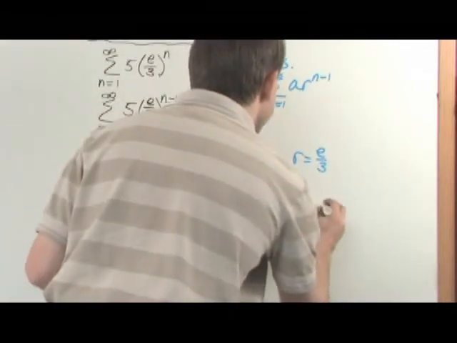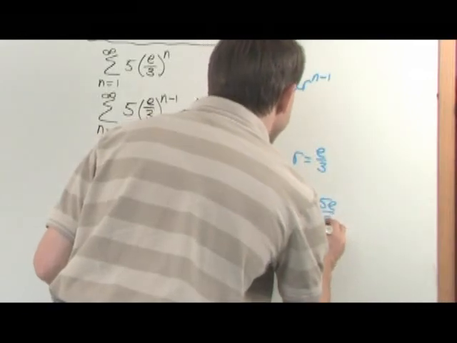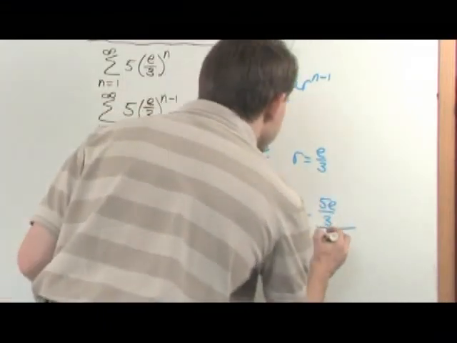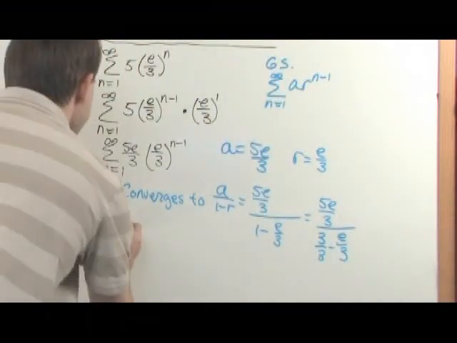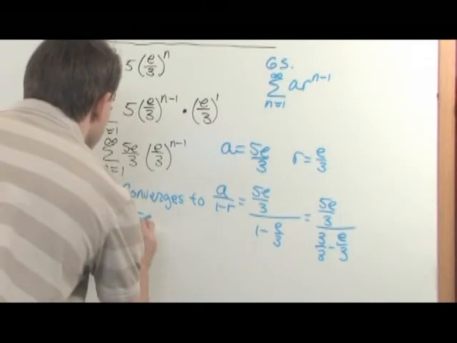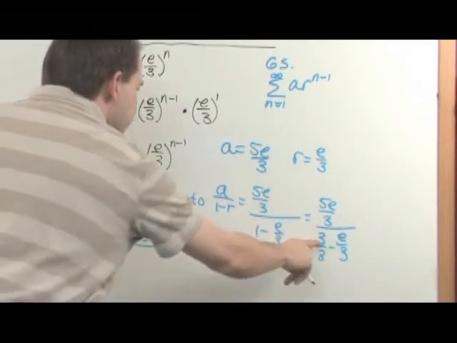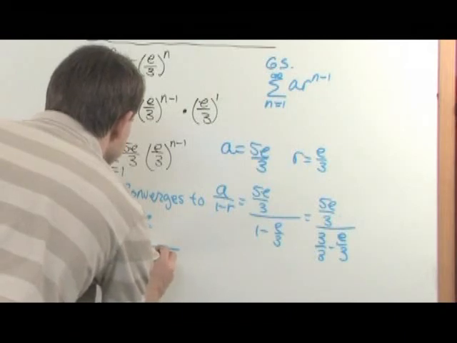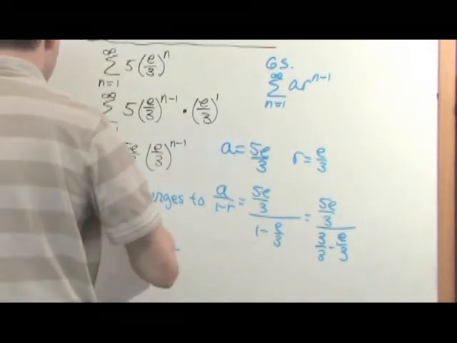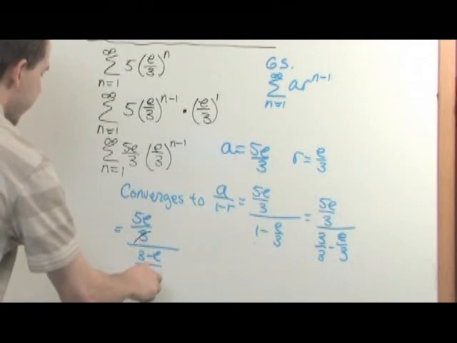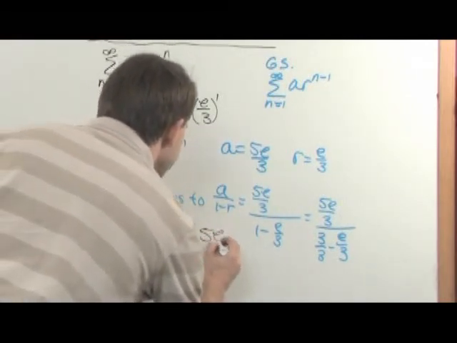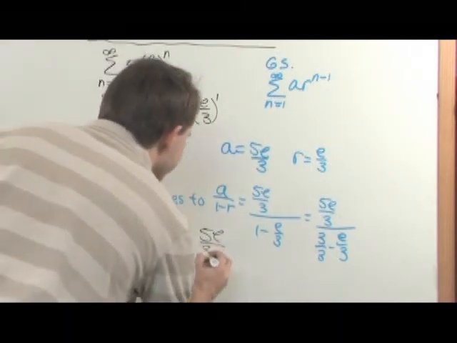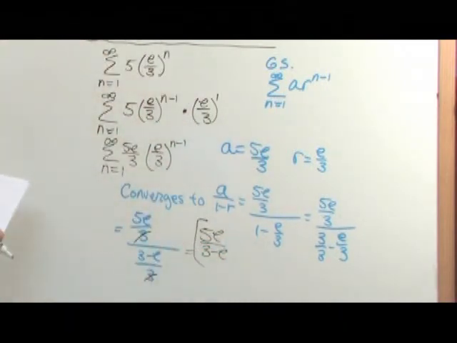So we'll say it's 5e over 3 over, simplifying this, 3 over 3 minus e over 3, because I actually want to do that subtraction, and that's going to be equal to 5e over 3 over 3 minus e over 3. Okay? Now when I do that, this denominator cancels with this denominator, and so the final answer is going to be 5e over 3 minus e. And that is equal to that. So it's 5e over 3 minus e.